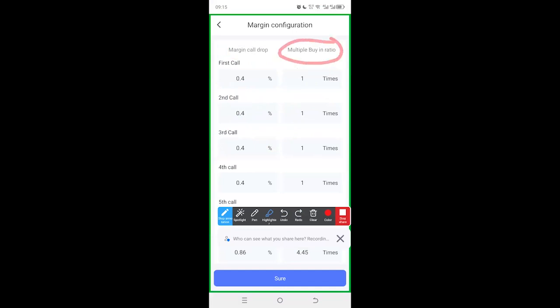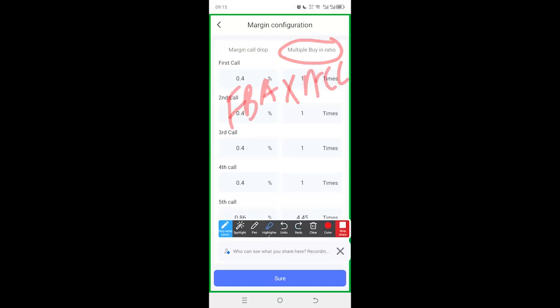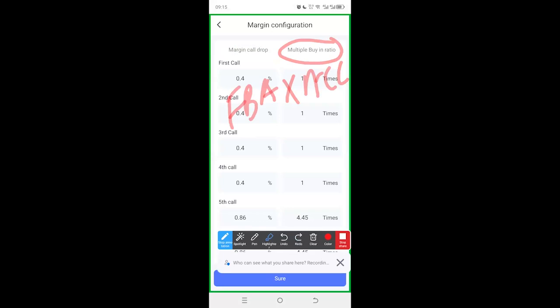I'm getting the multiple buy-in ratio. First buy-in amount times the remaining margin call limit. What is the first buy-in amount? It is 7. What is the margin call limit? The remaining margin call limit, if you deduct the first 4, is going to be 31. Remember, I'm using 35 margin calls. What is the answer for this? It is 217.